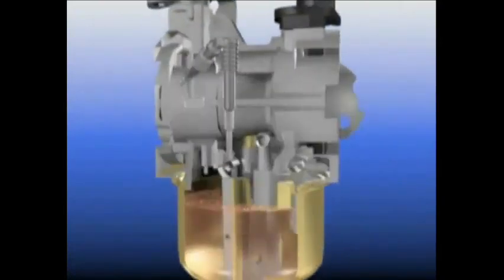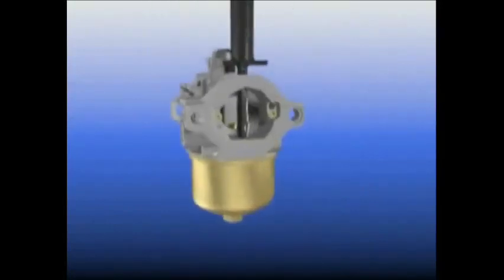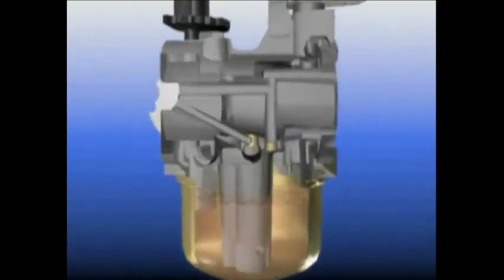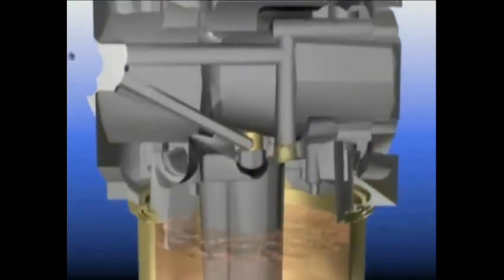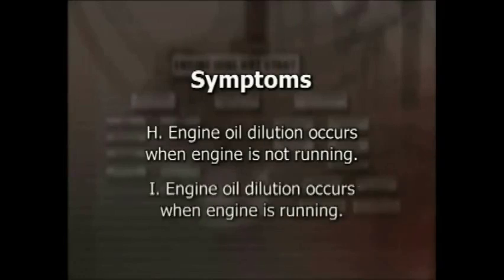tank, and then into the carburetor bowl. The final entryway can be the carburetor bowl's vent. The bowl vent does not experience a high volume of moving air. However, the bowl vent is exposed to the environment around the carburetor, so dirt and debris could enter the carburetor bowl. The 2 last symptoms that occur are engine oil dilution occurs when engine is not running, and engine oil dilution occurs when engine is running.